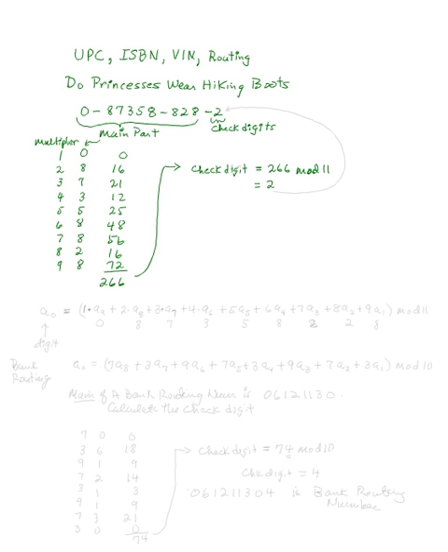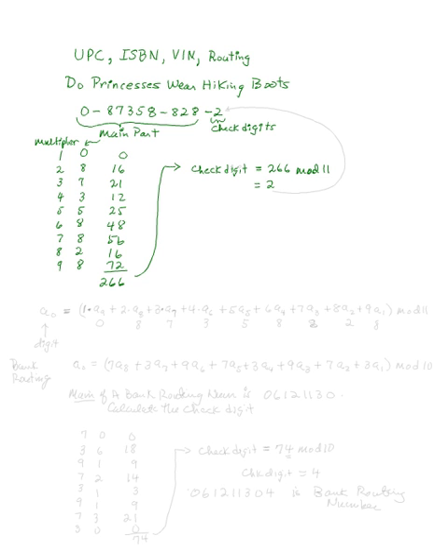Now notice that 2. By the way, if you don't know how to do 266 mod 11 to get 2, basically you take the biggest multiple of 11 that you can away from 266. 264 is a multiple of 11, and if you subtract 264 from 266, you get 2.